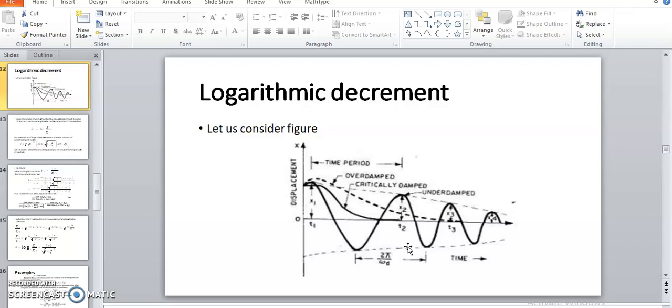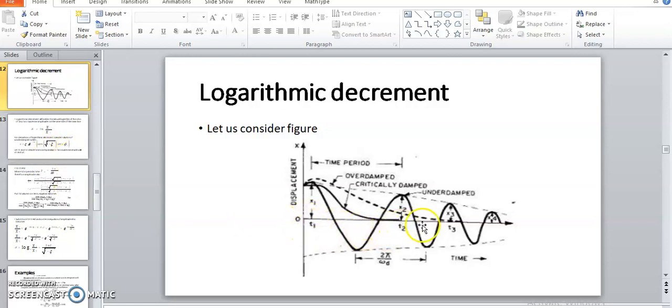So it is the time period, the time required to complete one cycle. Suppose we consider this as the starting point; one cycle is completed here, and another here. This time period is nothing but 2 pi by omega d. So this is the time period TP, the time required to complete one cycle.